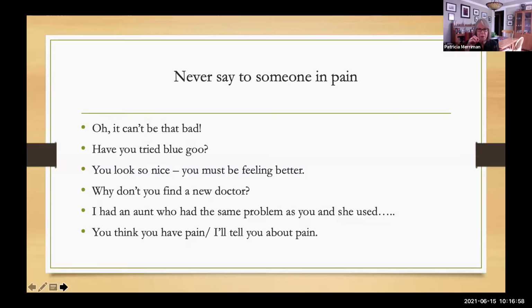Avoid offering any kind of recommendations, unless you have something really positive to move along with. Don't give them blue goo motivations. Another one: you think you have pain, I'll tell you about pain. There are some support groups online for certain types of pain, and I've learned from patients that some of them feel like competitions for who has the worst pain, and are not helpful in the least bit.